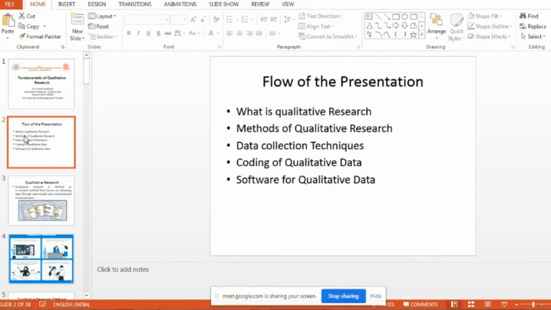These are the topics that we are going to discuss in this session. First we will discuss the meaning of qualitative research. After that we will discuss different methods of qualitative research and data collection techniques. Then we will discuss how to code qualitative data, and the software which can be used for qualitative data.